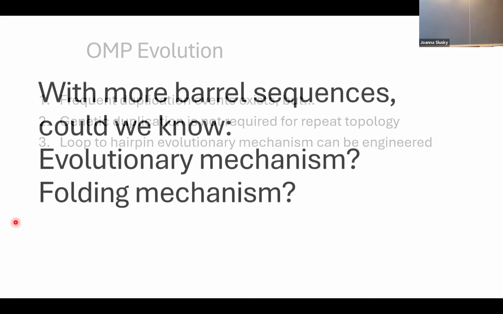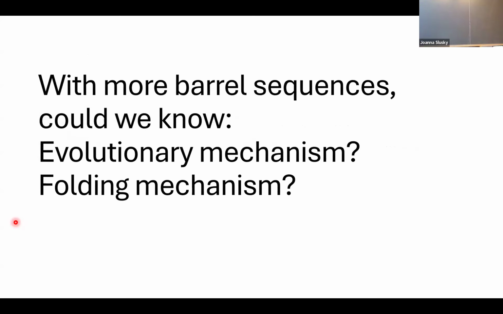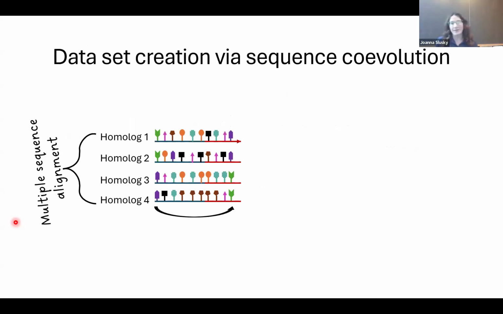So I said, okay, but what if we knew a lot more about beta barrels in general? Then could we know even more about evolutionary mechanisms and folding mechanisms? And so this is how we got the database of lots and lots of barrels, and that's what we're going to then use for the LSTM. So we're getting a little bit closer if you only came here for LSTMs.